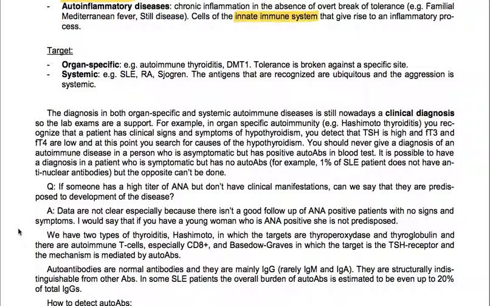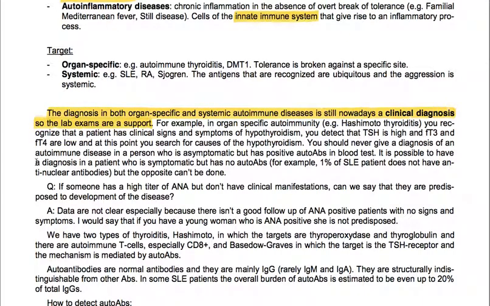The diagnosis in both organ-specific and systemic autoimmune diseases is still nowadays a clinical diagnosis, so the lab exams are a support. For example, in organ-specific autoimmunity, such as in Hashimoto thyroiditis, you recognize that a patient has clinical signs and symptoms of hypothyroidism. You detect that TSH is high and FT3 and FT4 are low, and at this point you search for causes of the hypothyroidism.